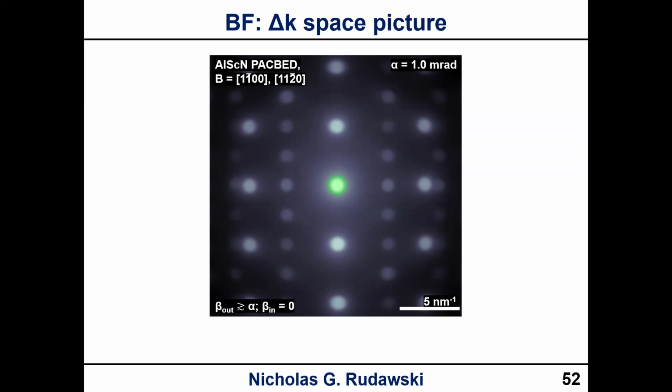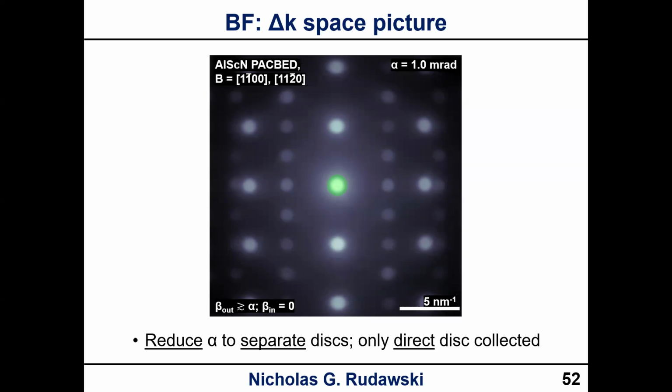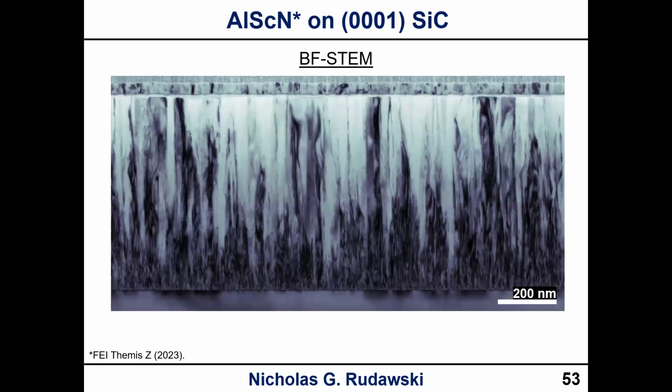So my inner angle is going to be 0. My outer collection angle is going to be a little bit bigger than alpha. Again, I have to reduce alpha to separate the disks, and then I'm only going to detect the direct disk. So if we look at what this looks like, the AlScN is grown on 0001 silicon carbide. Again, we have variable zone axis orientation for the AlScN. Above the AlScN, we have a layer of chromium, which was evaporated as part of the lamella prep process.